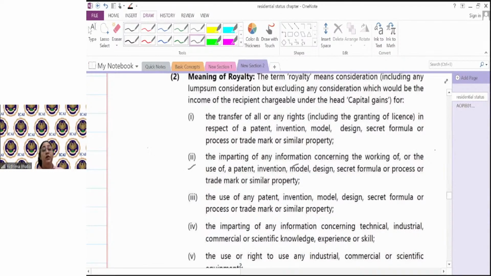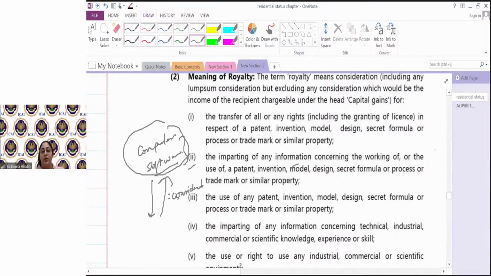Even computer software. See, computer software which you purchase, the payment which you're making is actually in the form of royalty, because the developer has developed that software. And that software is again a product of his labor, his skills, his testing, etc. And now you're purchasing that software. So the consideration which you pay for it actually comes under the meaning of royalty. You don't use the word royalty, but that consideration is royalty.